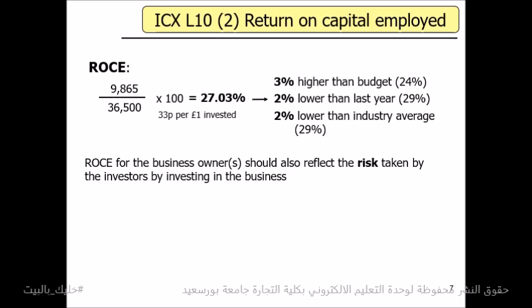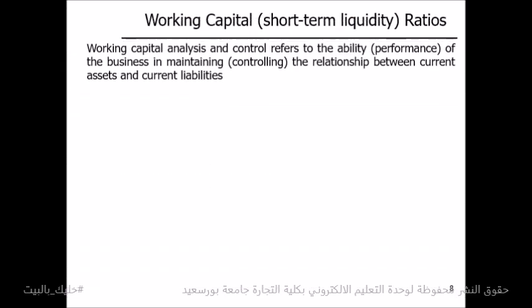The return on capital employed for the business owners should also reflect the risk taken by the investor by investing in the business. How to calculate working capital ratio? The working capital analysis and control refers to the ability of the business in maintaining the relationship between current assets and the current liabilities. So from the definition, it's the relationship between current assets and the current liabilities.